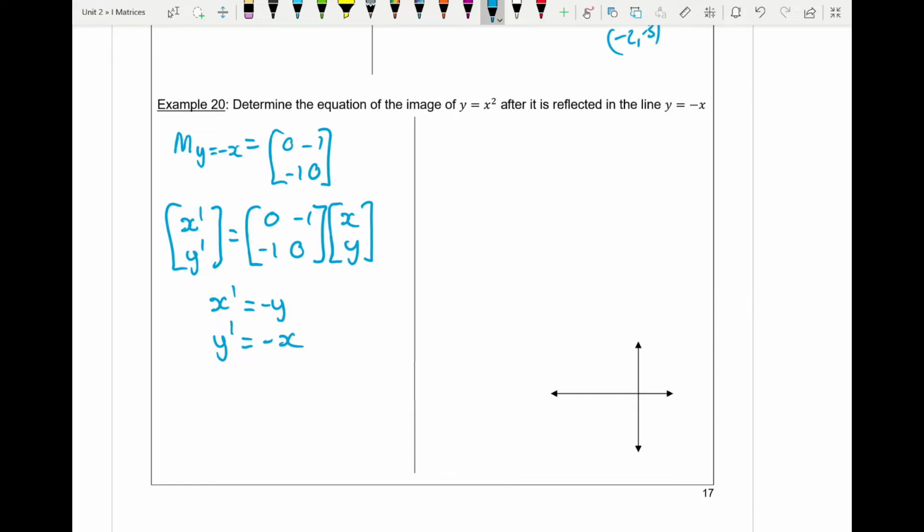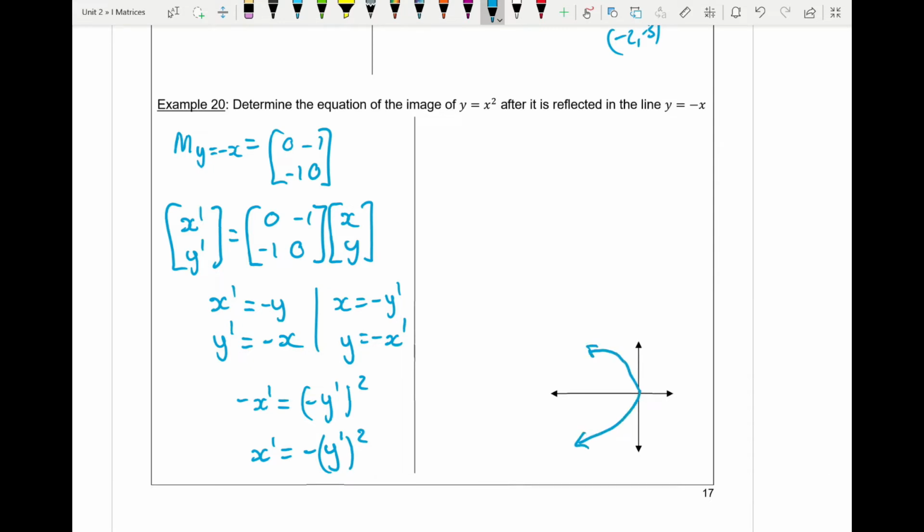Now we have to get these in terms of x and y, so we get that x = -y', and y = -x'. If we substitute that back into our original equation, -x' is equal to, so x is -y', and then we square that, which is going to give us -x' = y'². We can see the negative goes to the other side, and that's going to give us the following curve coming out to the left, and it's a sideways parabola.